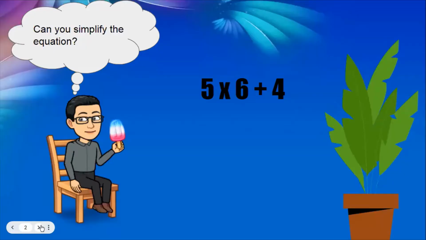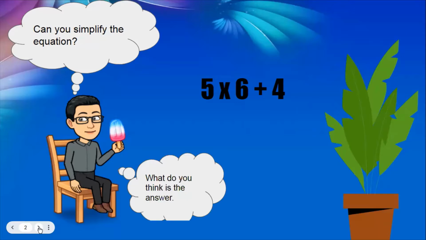But before that, I want you to simplify this equation. We have here 5 times 6 plus 4. As you can see in this equation, we have two operations, that is multiplication and addition. Now, what do you think is the answer?